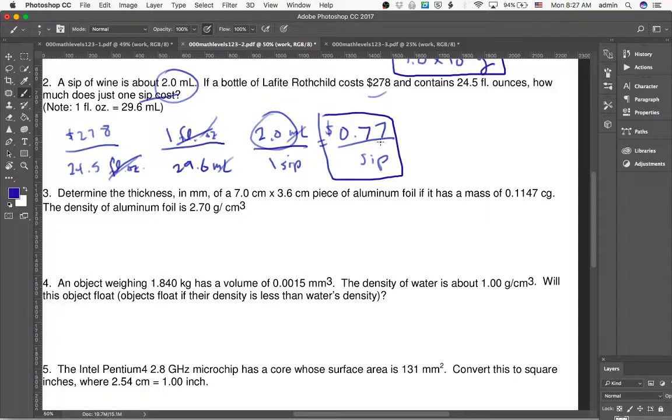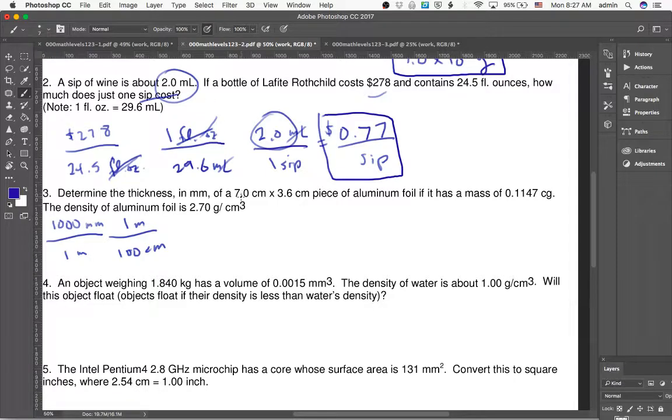Let's see, well, in this problem. Determine the thickness of a piece of aluminum foil that has this mass. It's centigrams. This is the density. So the thickness is in millimeters. So there are 1,000 millimeters in 1 meter, and in 1 meter there are 100 centimeters. I'm converting to centimeters because centimeters are in the problem.